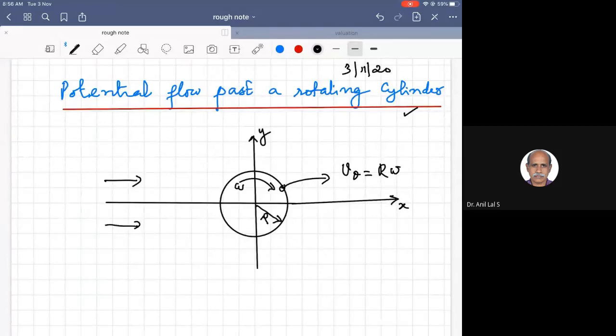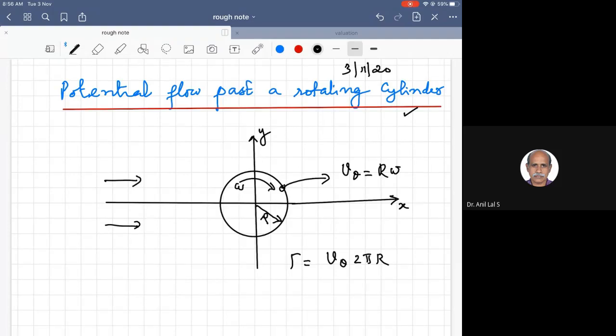And if you calculate the circulation due to rotation, that is v theta into the length along the curve. Here the length along the curve is the circumference, which is 2 pi r. So this is the circulation because of the rotation of the cylinder.